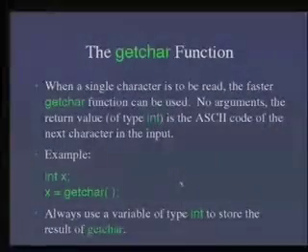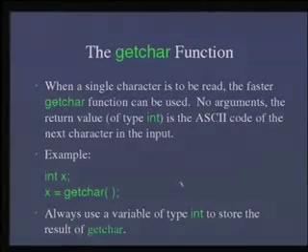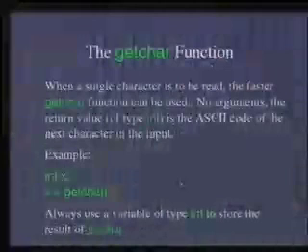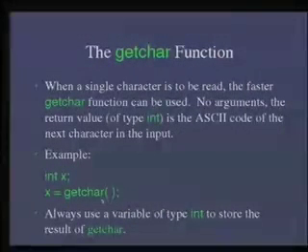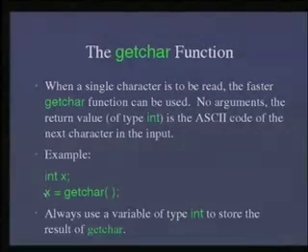The getchar function is similar to the putchar function. It can be used when we want to just read a single character from the input. There are no arguments. The return value, which means the value of the getchar expression, is of type int, and it is simply the ASCII code of the next character in the input. So for example, if you want to read just one character from the input, we declare a variable x of type int and use this kind of an assignment statement, x = getchar(). This will read the next character from the input and assign its ASCII code to x.